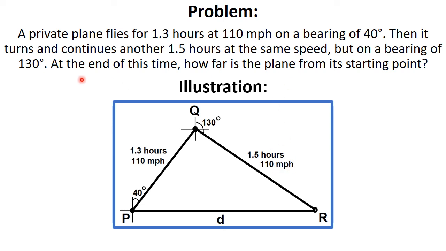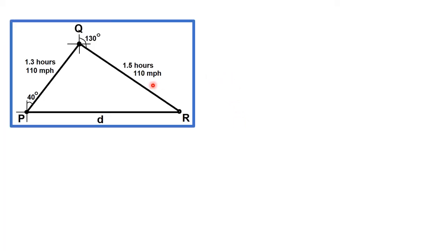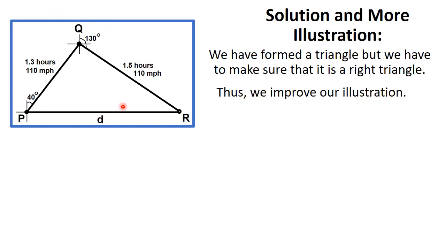At the end of this time, how far is the plane from its starting point? We now connect a line from point P to R and label it as D for distance. We have formed a triangle, but we have to make sure that the triangle formed is a right triangle so that we can use the definitions of the trigonometric functions or the Pythagorean theorem in our solutions. So, we improve our illustration.